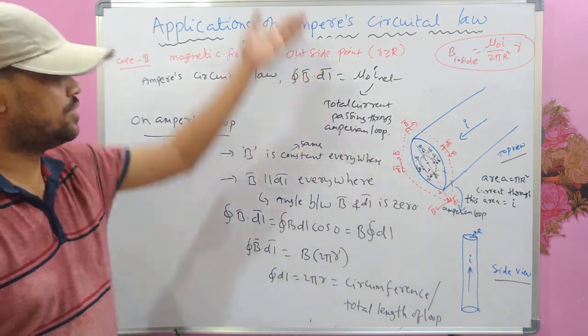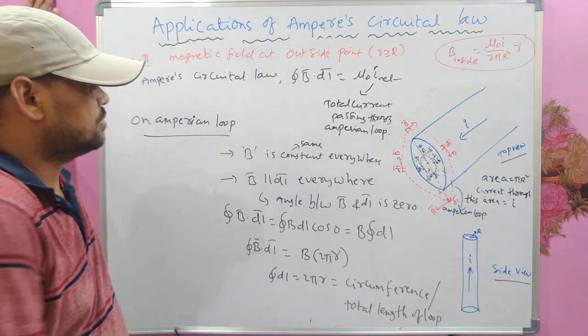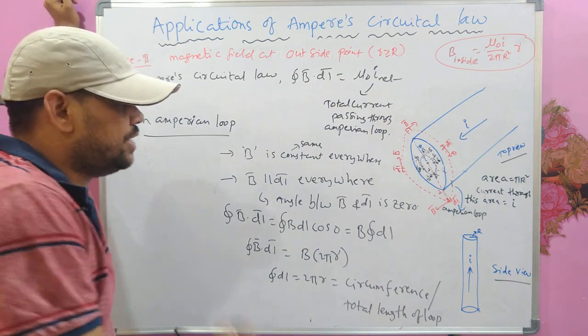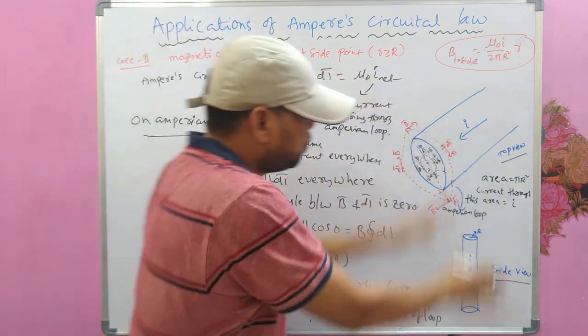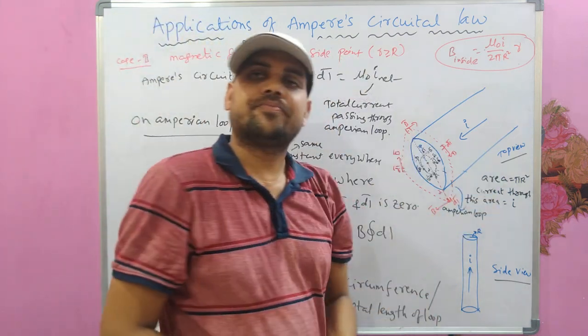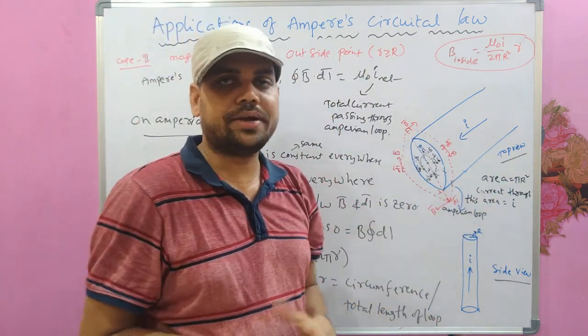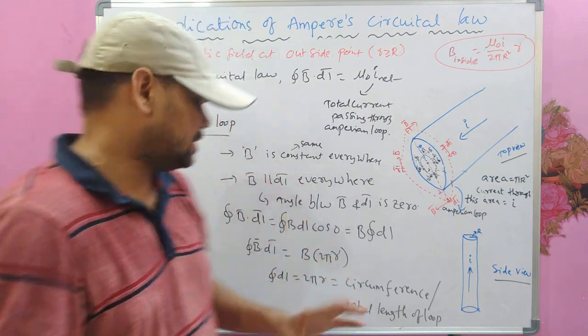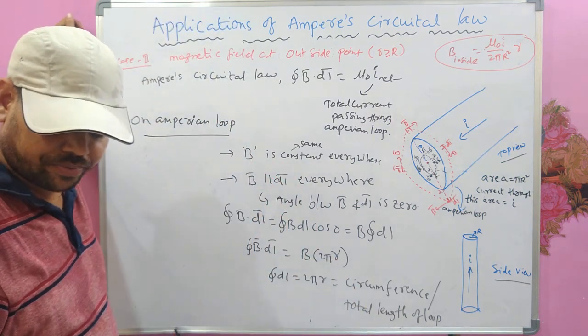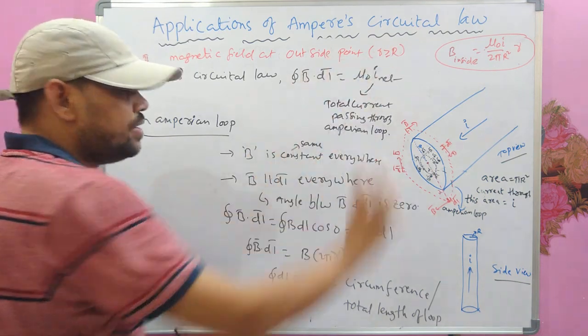Same as calculated for the previous case. The left side is B into 2 pi r. The only difference is the Amperian loop this time is outside the wire because the point is outside. Only that is the difference. Everything is same as previous case. Okay, so this is over.